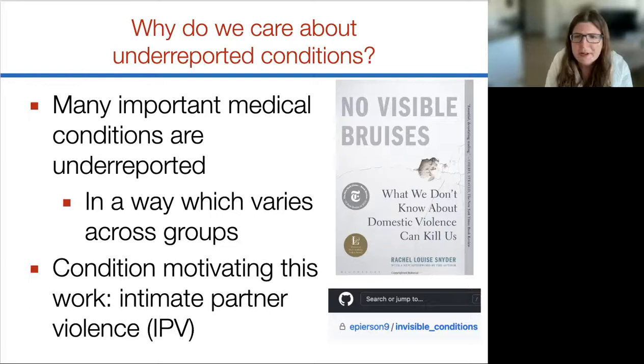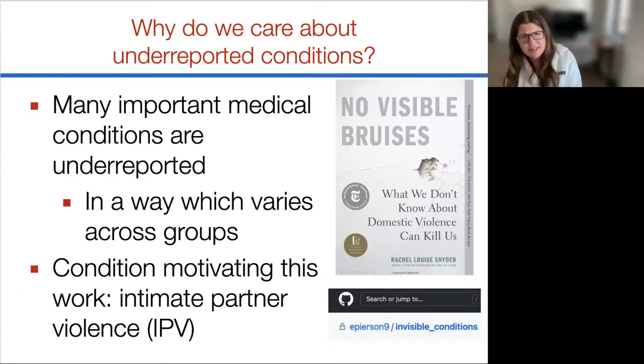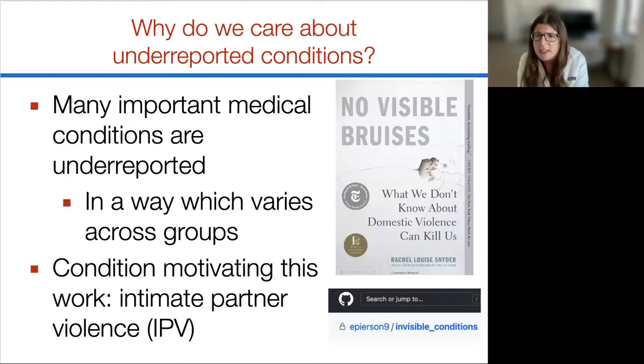Okay, so why do we care about underreported conditions? As you probably know, if you're familiar with health work, it's because they're so ubiquitous. Many important medical conditions are underreported. And the condition that motivates this work is intimate partner violence. Both Divya and I read this book, which I would highly recommend, although it's a somewhat difficult read, as you might imagine, entitled No Visible Bruises. It's about how intimate partner violence is so ubiquitous and so often entirely invisible. But this is true for many other conditions as well, including many other women's health conditions.